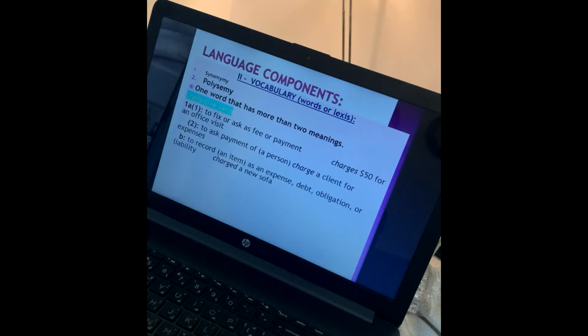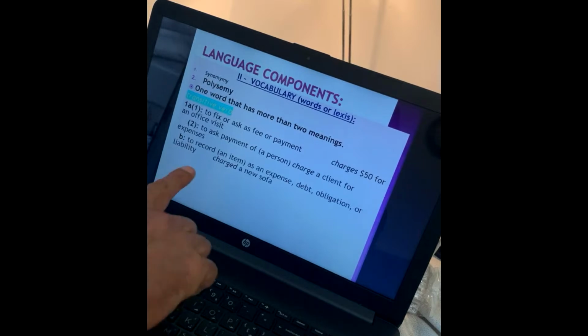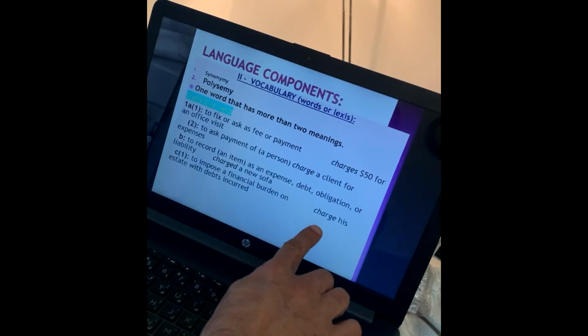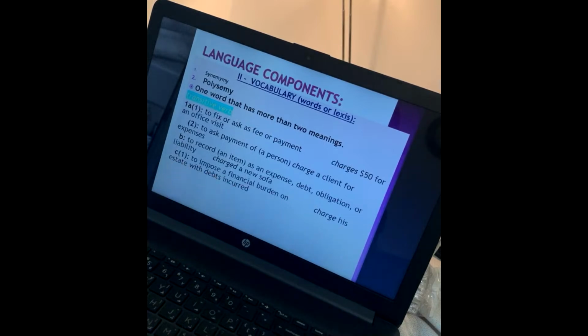You can always mention that the word record is different when you are recording an item. This is another verb. He's being charged for a new sofa, for example. The verb charge. You can see that the word charge also can mean: he charges his estate, charge his estate with debts incurred. This is quite a financial kind of expression: to impose a financial burden on.